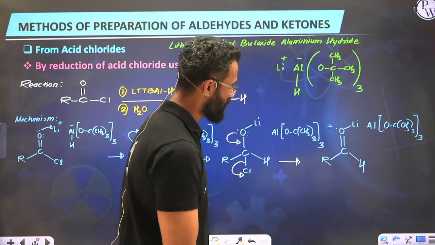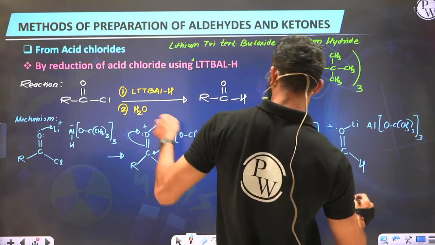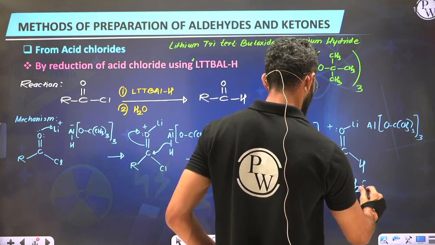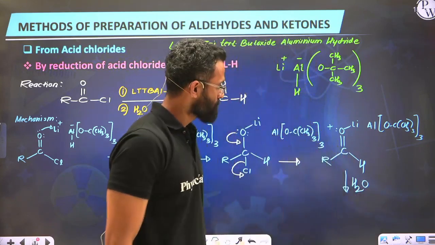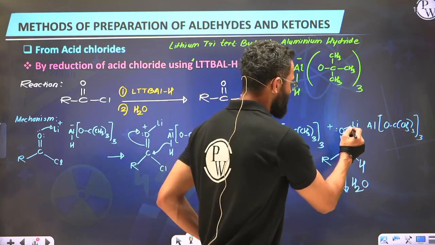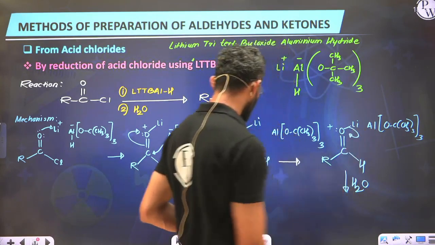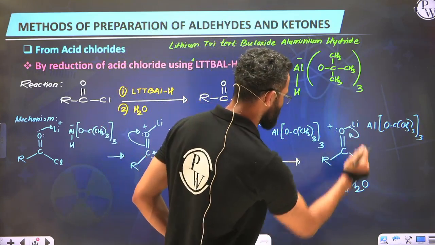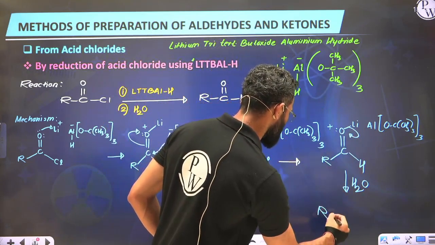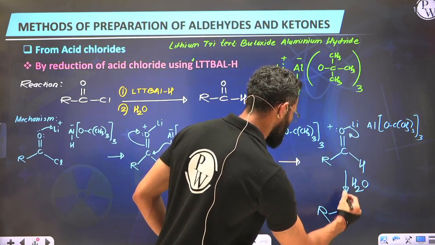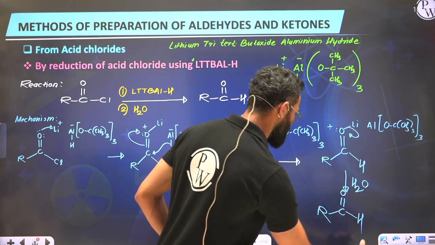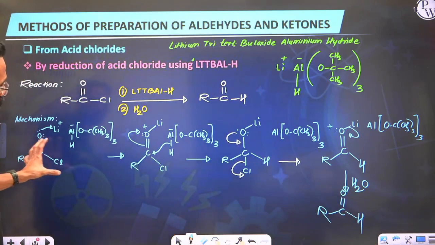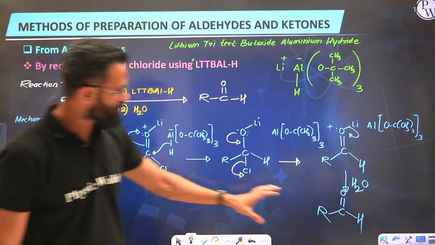Right? And now if you further subject it to hydrolysis, our second condition, this Li will now come out, which will combine with the Cl minus which left to give you LiCl. And if this bond breaks here, your final product is going to be RC double bond O and H. So that's how you can see acid chloride using LT-TBALH has been converted to aldehyde.